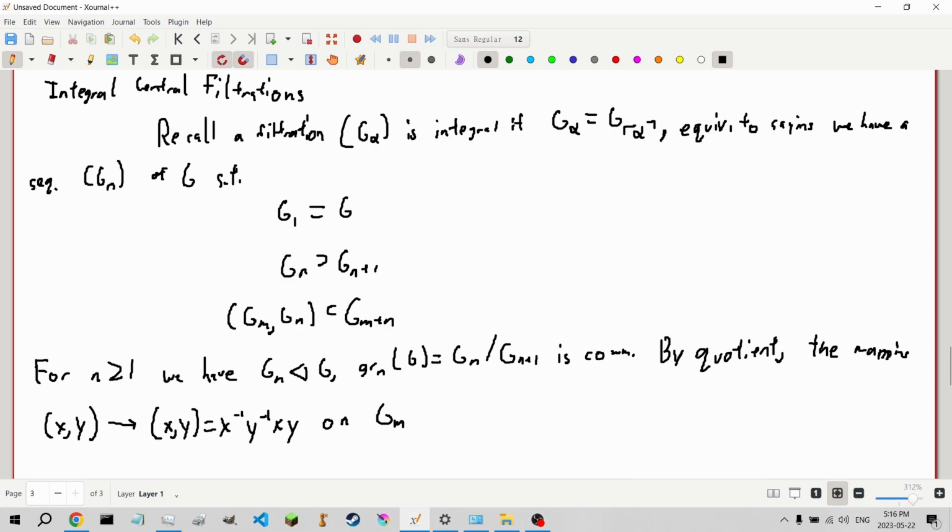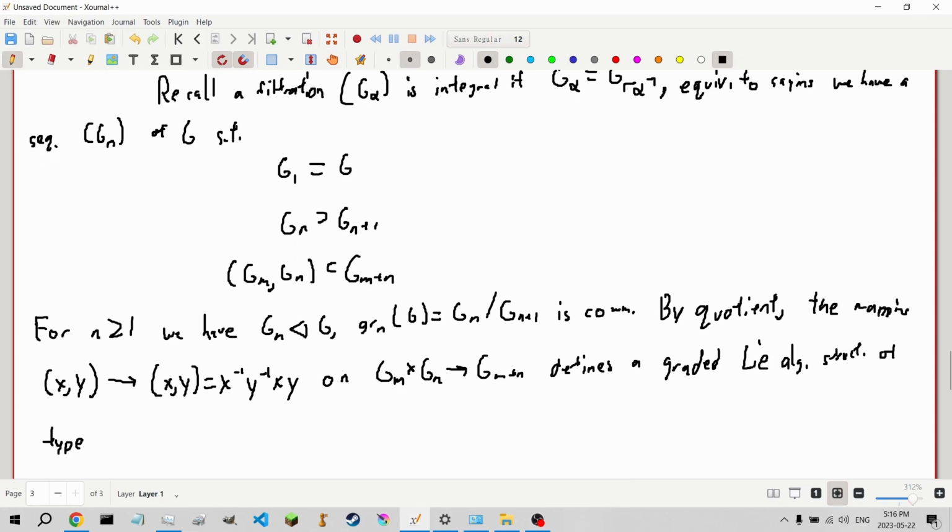So this is Gm times Gn going into Gm plus n. From this we can define a graded Lie algebra structure of natural type over the ring of integers. They show here that the lower central series is an integral central filtration of G, which we have already done.